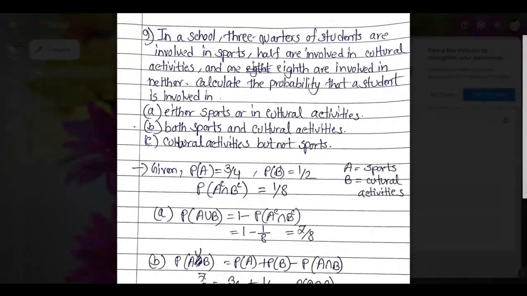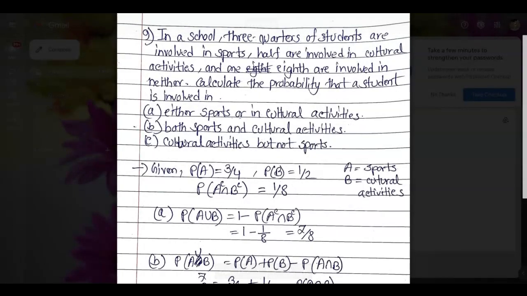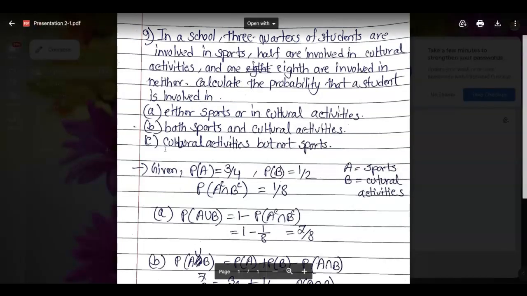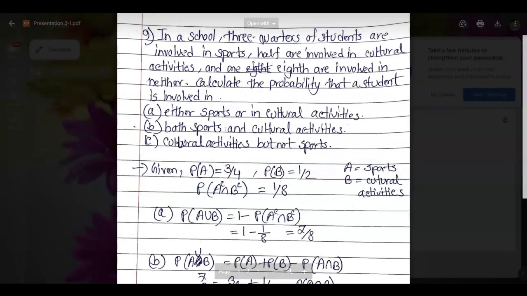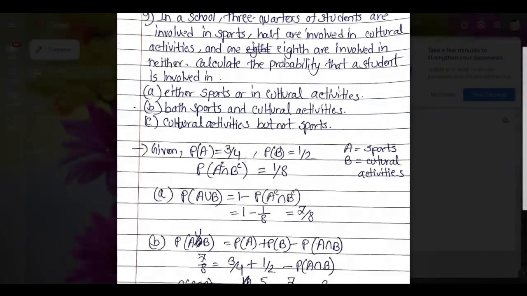So question 9. In a school, 3/4 of students are involved in sports, half are involved in cultural activities, and 1/8 are involved in neither. Calculate the probability that a student is involved in either sports or in cultural activities. B is both sports and cultural activities, and C is cultural activities but no sports.